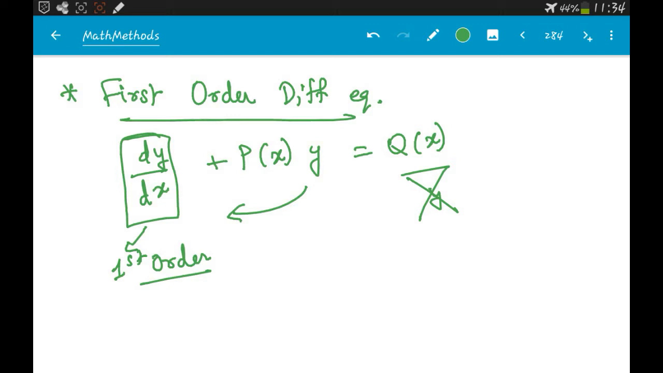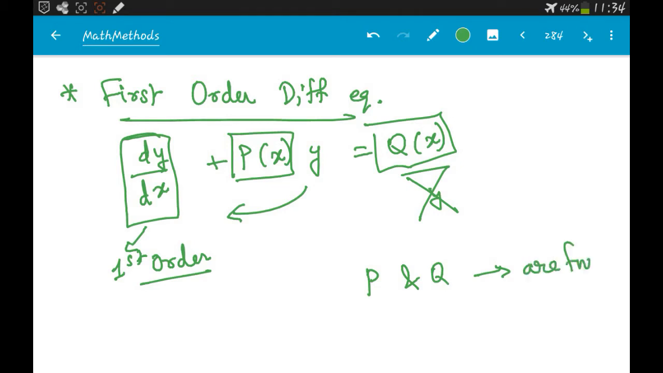Here p and q are functions of x in general, right? So p or q might be constant. If both p and q are constant, then it will be separable. But if either p or q is not constant, then you will see that the equations are not separable in general, and then you will have to use the method that I am going to talk about now.